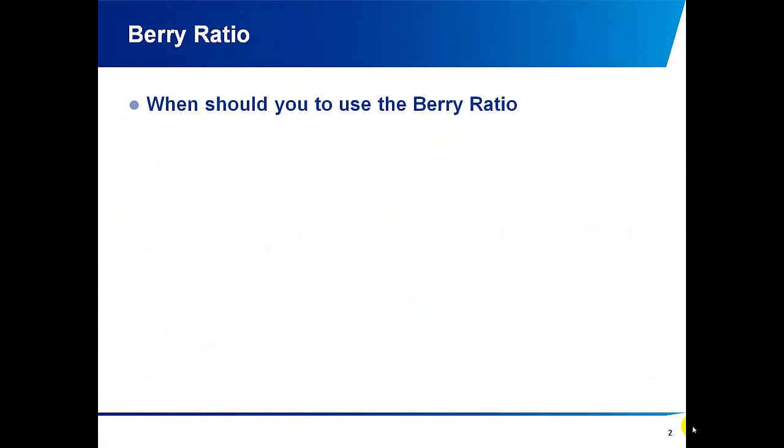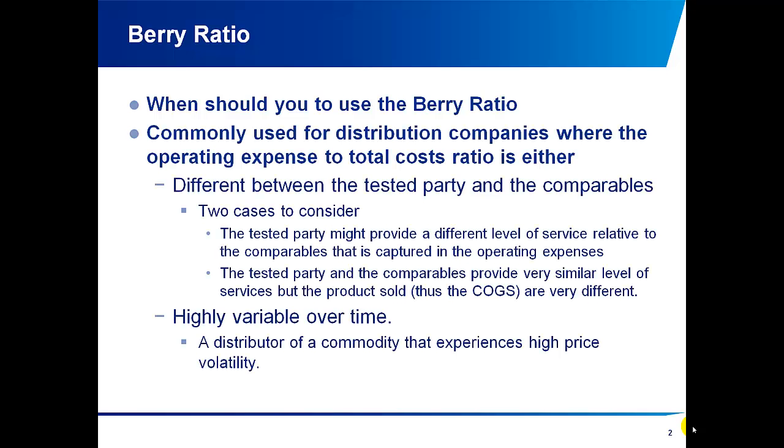Well, when should you use the Berry ratio? In essence, the Berry ratio is commonly used for distribution companies where there is an operating expense to total cost ratio that is either 1, different between the tested parties and the comparables, or 2, highly variable over time. Well, let's go back to that first point. If it's different between the tested parties and the comparables, we want to think about two different possible scenarios that might be causing that. The first is that the tested party might be providing a different level of service relative to the comparables that is being captured in the operating expenses.